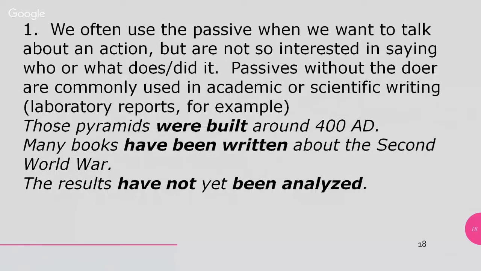We often use the passive when we want to talk about an action, but are not so interested in saying who or what does or did it. Passives without the doer are commonly used in academic or scientific writing, lab reports, for example, laboratory reports.